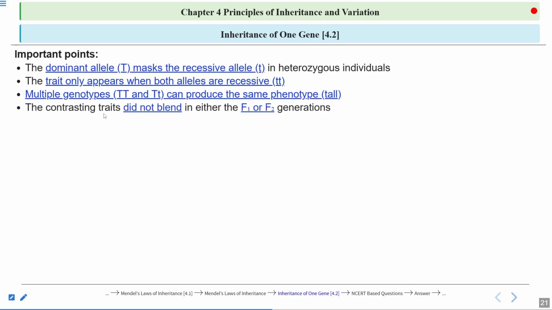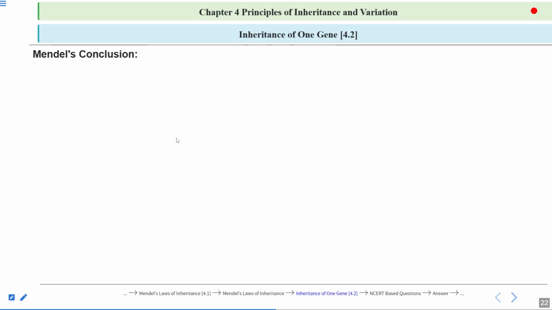Now the contrasting traits did not blend in either the F1 or F2 generation. So you can see there was no blending of the trait. What do you mean by blending of the trait? Blending means there was an intermediate phenotype. The plants were tall or they were dwarfed, so there was no plant of intermediate height. There was no blending of characters in the F1 or in the F2 generation. So this is an example of complete dominance.